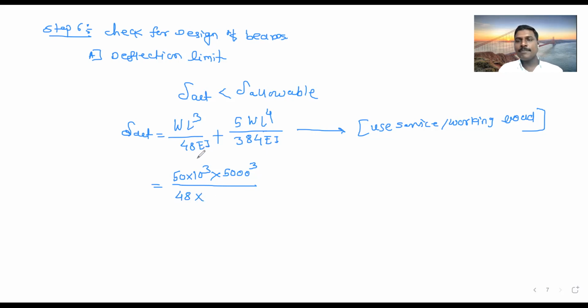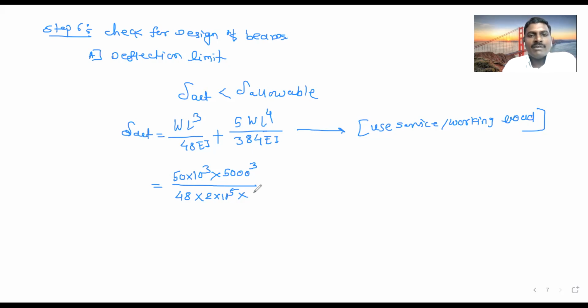E is the Young's modulus, the modulus of elasticity. So for steel, how much is Young's modulus? How much is the value of Young's modulus? 2 into 10 raised to 5. Are you getting the value of E? Yes, sir. 2 into 10 raised to 5.